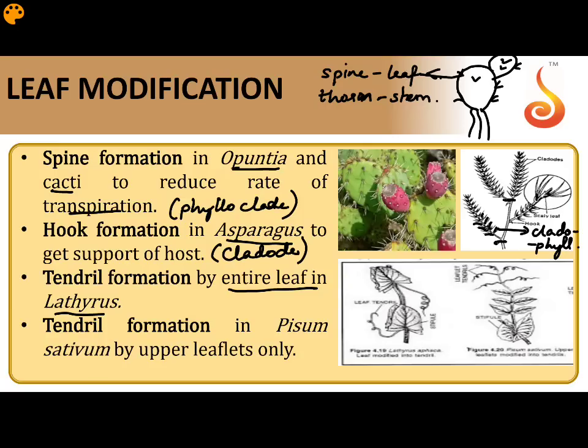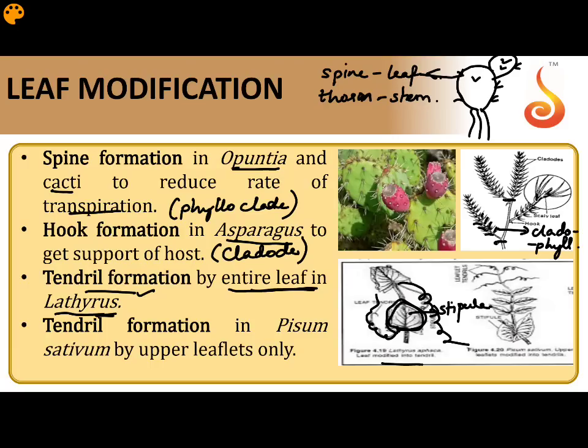Now, if you are looking at this plant, first you will be imagining, ma'am, what are these? You are telling the entire leaf has become a tendril, then what is this? Isn't this a leaf? No, this is not a leaf. This is a stipule. Stipule is a leaf-like extension at the base of the leaf. Where did the leaf go? Leaf is here. It forms into a tendril. This is the leaf. This is a tendril. So, the entire leaf forming into a tendril is seen in the case of Lathyrus.